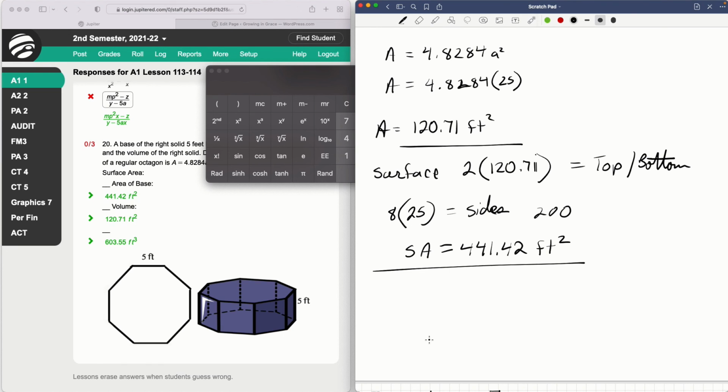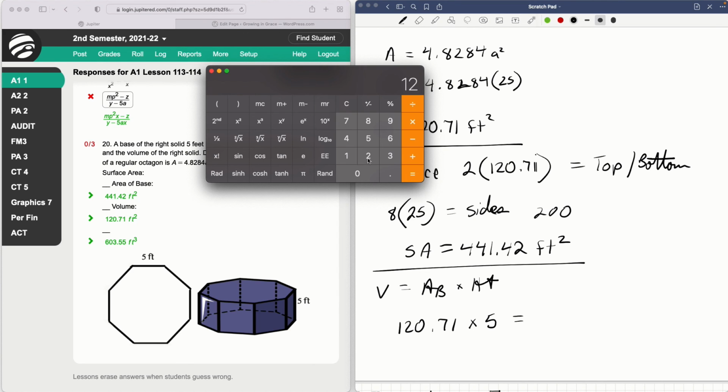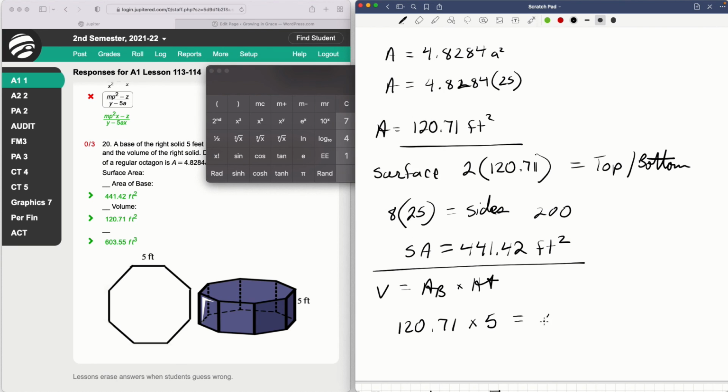Now we needed volume. So for volume, we just have the area of the base times the height. So we just went back up here to the area of the base and we said 120.71 times, and the height was 5 feet, so times 5. So when we clear this, 120.71 times 5 is 603.55. And we know because it's volume, it's cubed, because we have 3 dimensions. We have length, width, and height. So 3 dimensions. All right, that was the way we would have solved this one.